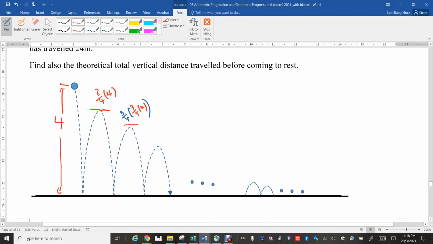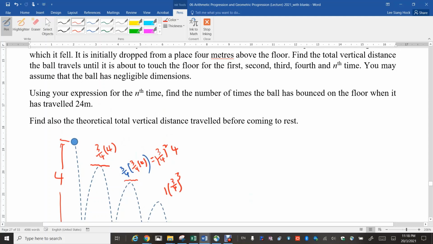So it's actually equal to 3/4 squared times 4. Can you see now? Okay, so can you see that it's a GP in action? We are now talking only about the heights. From 4, you get 4 times 3/4, then 4 times 3/4 squared. Then of course, after the third bounce, it will only reach a height of 4 times 3/4 cubed. Okay, so roughly, this is how we can understand what the question is saying.